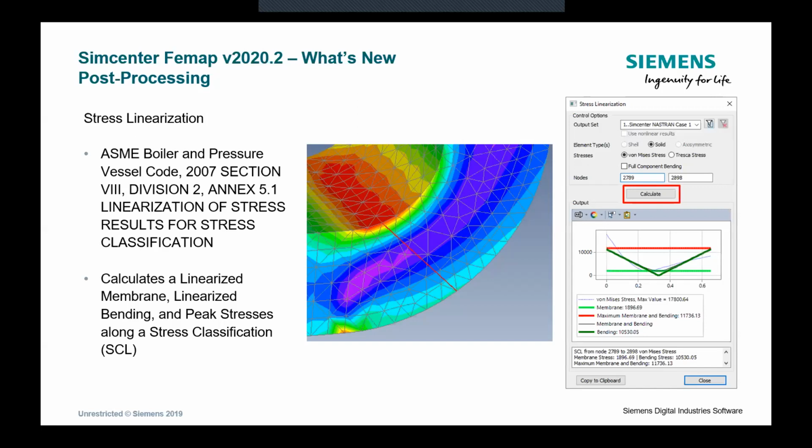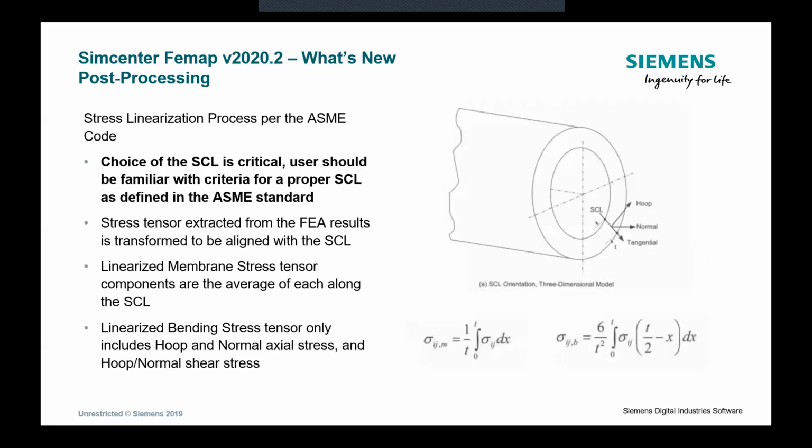And essentially, the new interface in Femap looks like this. It's very, very important if you're going to use the stress linearization capabilities that you are familiar with the code itself, with the ASME code, because choice of the stress classification line is absolutely critical. If you don't use it in the way that it's prescribed in the code, the results you get probably aren't going to be all that useful to you.